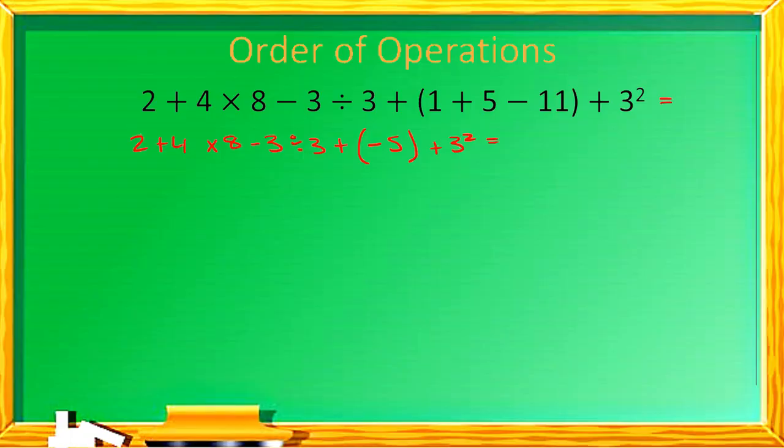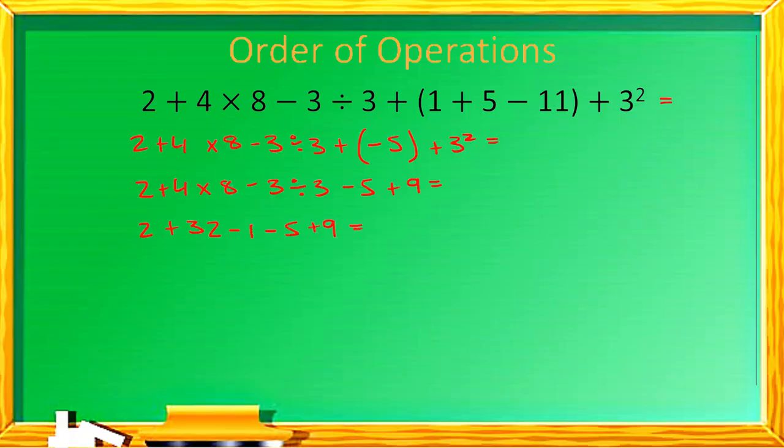Next, what we need to do, check, is there anything with an index or a power? There is, so that's the next thing we're going to do. Again, I'm just going to leave the other numbers as they are for now. So 3 squared will give us 9. Our next one is multiplication. So we have our multiplication here. So we have 2 plus 4 multiplied by 8 will give us 32. Minus 3 divided by 3 is going to give us 1. So we'll get our minus 1, minus 5 plus 9.